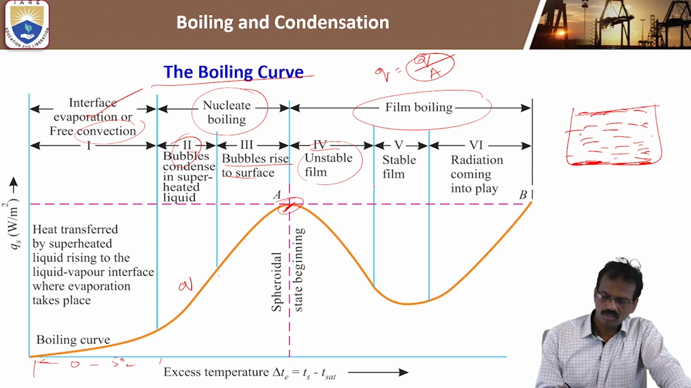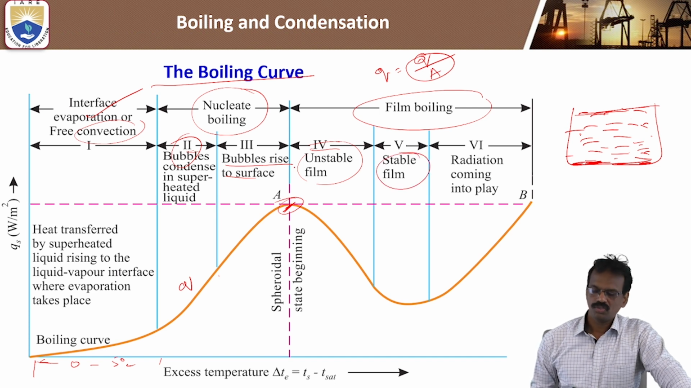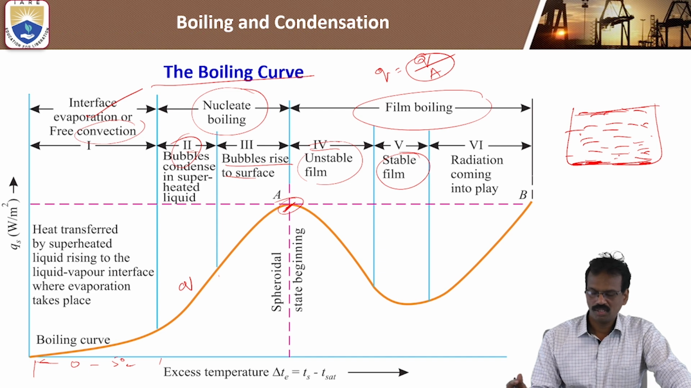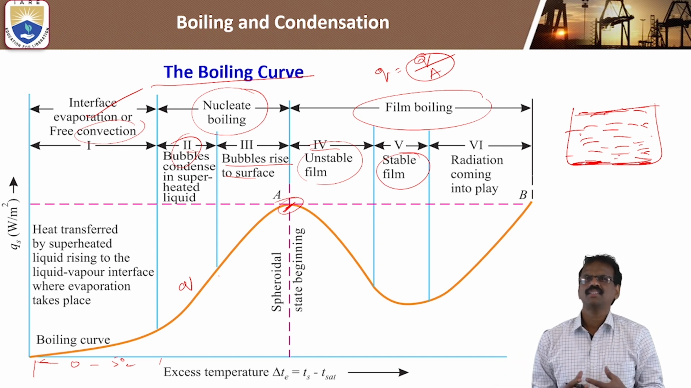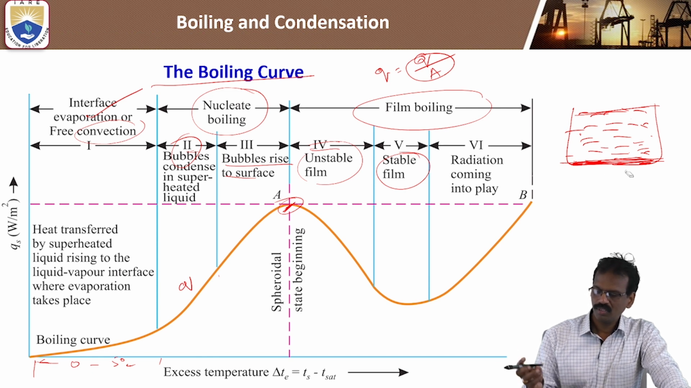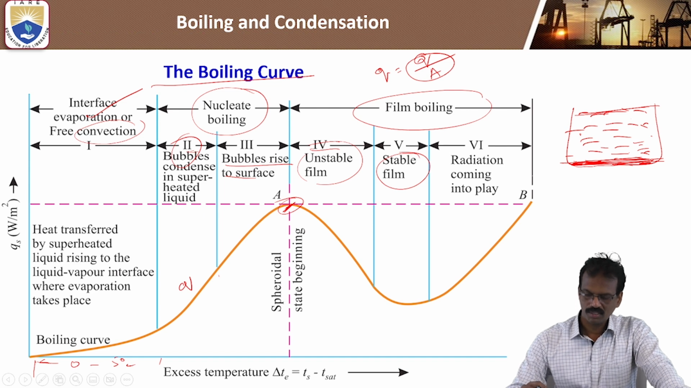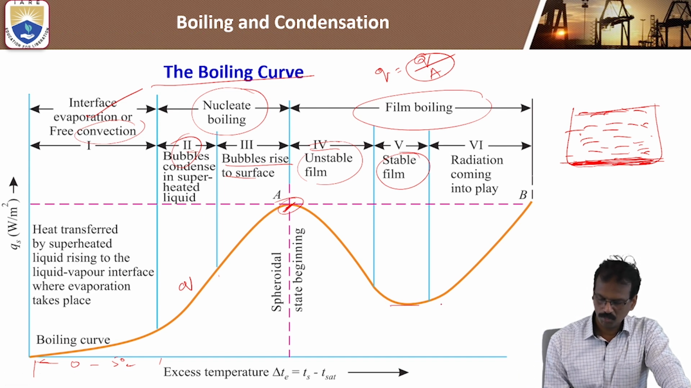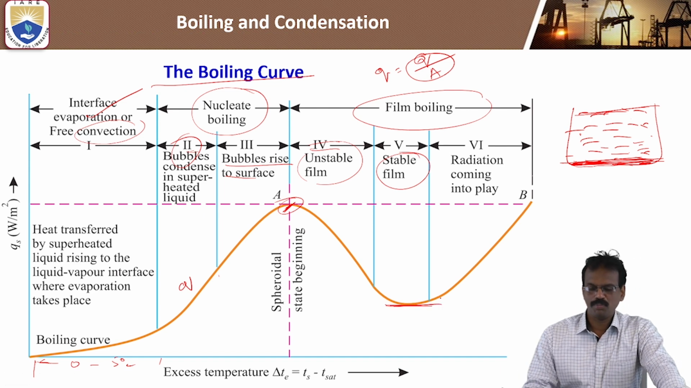In the next stage, we'll see the stable film. Stable film means these small films are combined and act as a blanket on the surface. It forms a big film. It covers the surface. Automatically the heat transfer rate will decrease. So it reaches one minimum point. This is the minimum point.